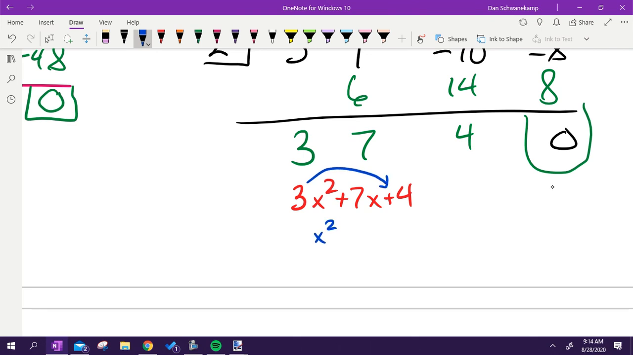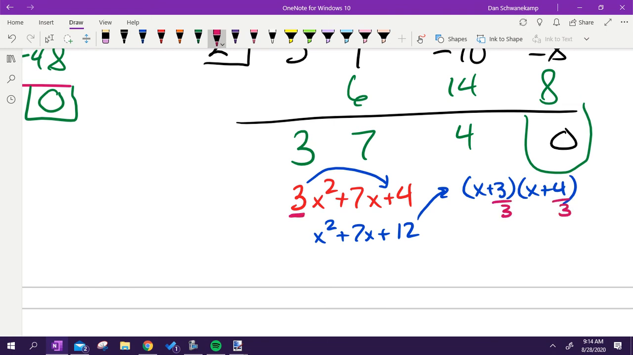Okay, I'm going to borrow that 3. I'm going to then factor this thing into x plus 3 and x plus 4. Don't forget to pay back. So we started off by borrowing the 3, so now I'm going to divide by 3 on both. So my zeros, my roots, are going to be x equals 3 divided by 3. Oh, that's 1, negative 1, negative 4/3.